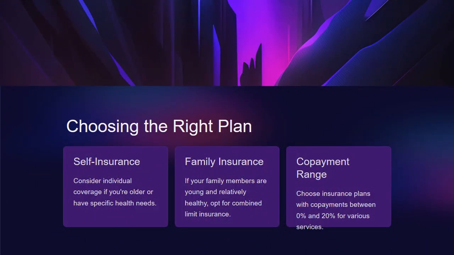When all the family members are young, it is better to take combined limit insurance, because at young age you will not get more medical problems. You can share the insurance limit amount among your family members by paying less premium. As the age increases, it is better to take self or individual insurance, because at a bigger age, like around 50 and more, health problems will come and the insurance will be helpful.